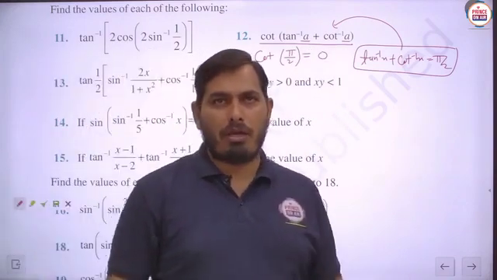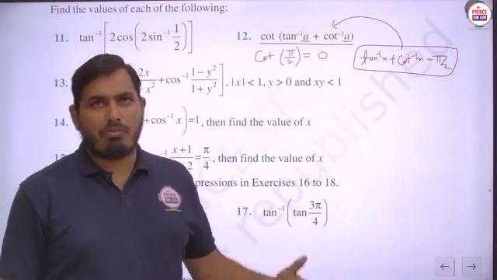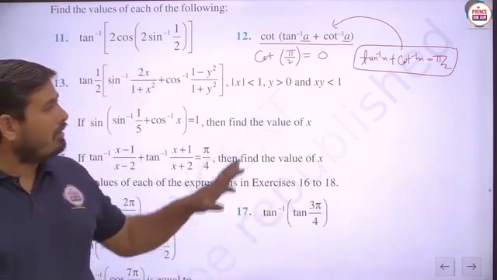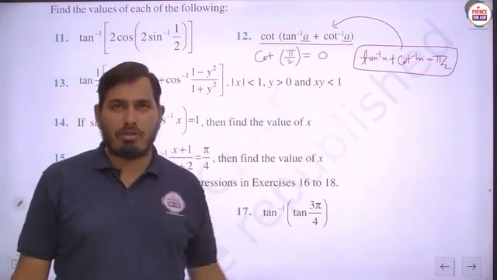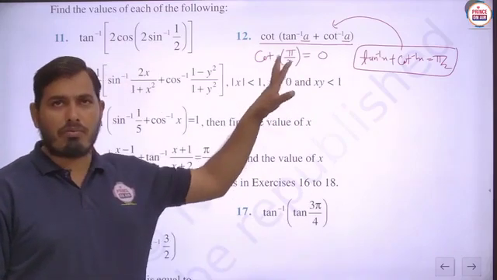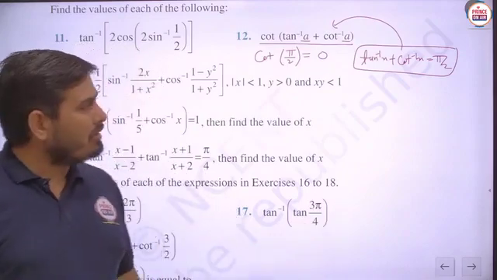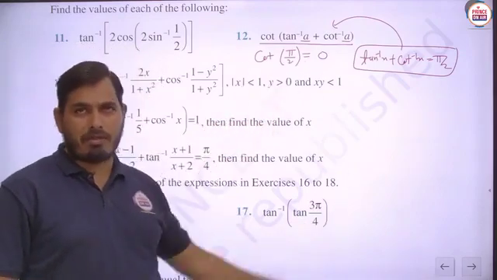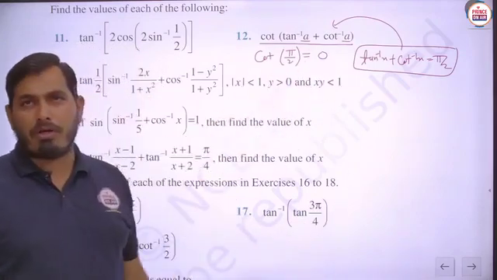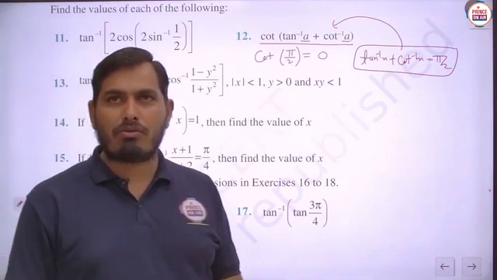A very simple value you can just check from your table, and I think the table is to be learned by each and every student, because from class 9th you have been using this table. So cot pi by 2 value is 0. So directly you can just write down the answer of such kind of expression. We just have to use the property of tan inverse x plus cot inverse x equals pi by 2.